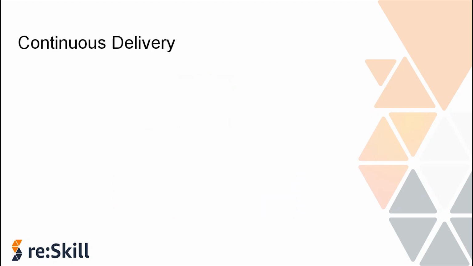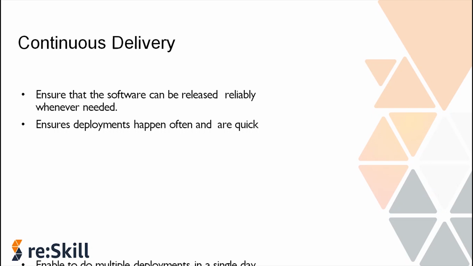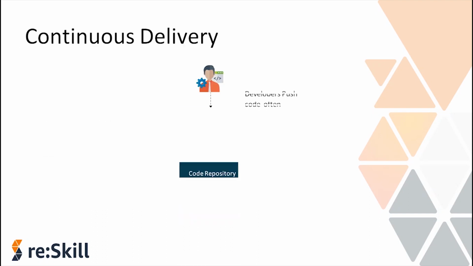Now, let's look at continuous delivery. We want to make sure that whenever the software is built, it can be released reliably whenever we need it. And we want to make sure that deployments happen often and are quick. It should enable us to do multiple releases in a day. And that you can only do if you have something called continuous delivery, which means that deployment will be fully automated. So this is what a continuous delivery pipeline looks like.